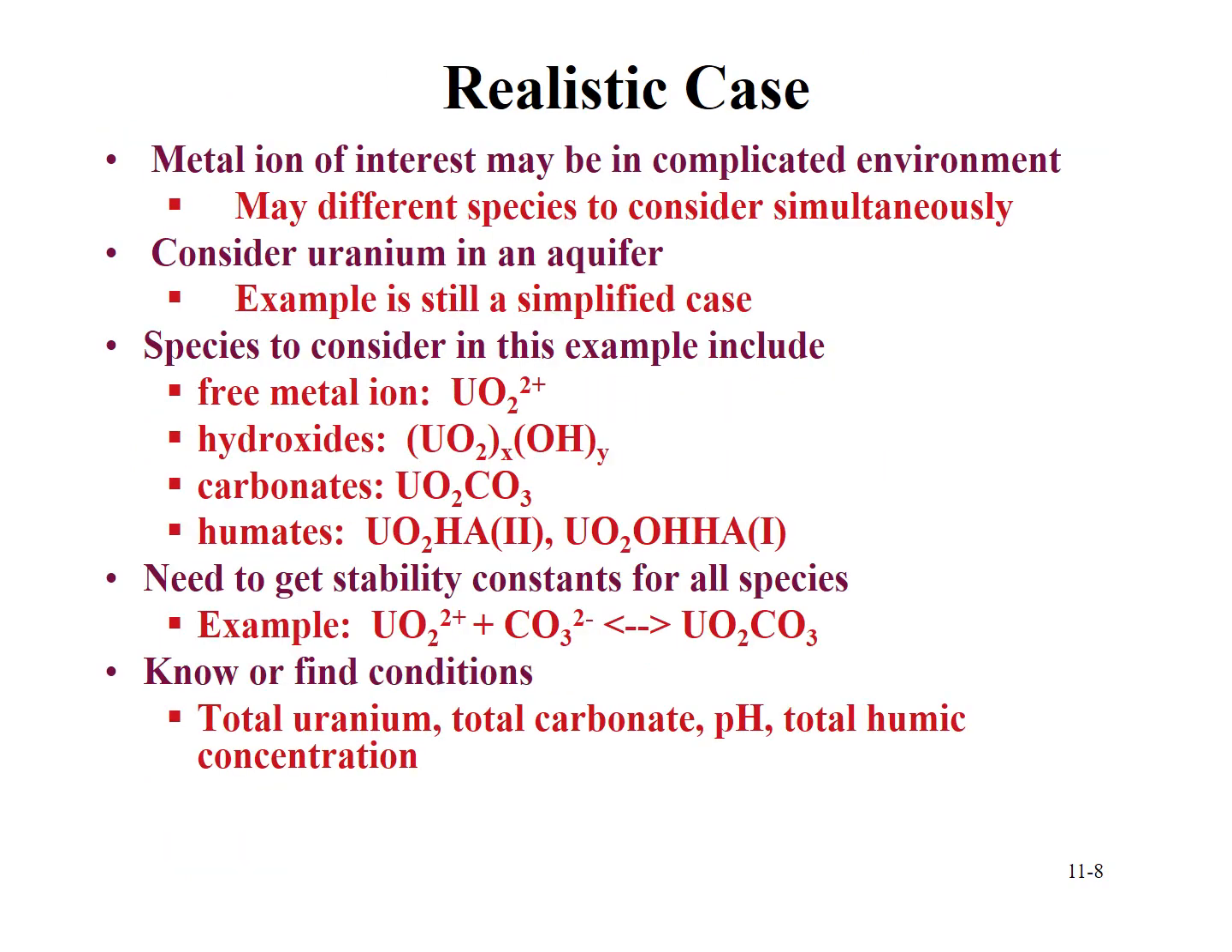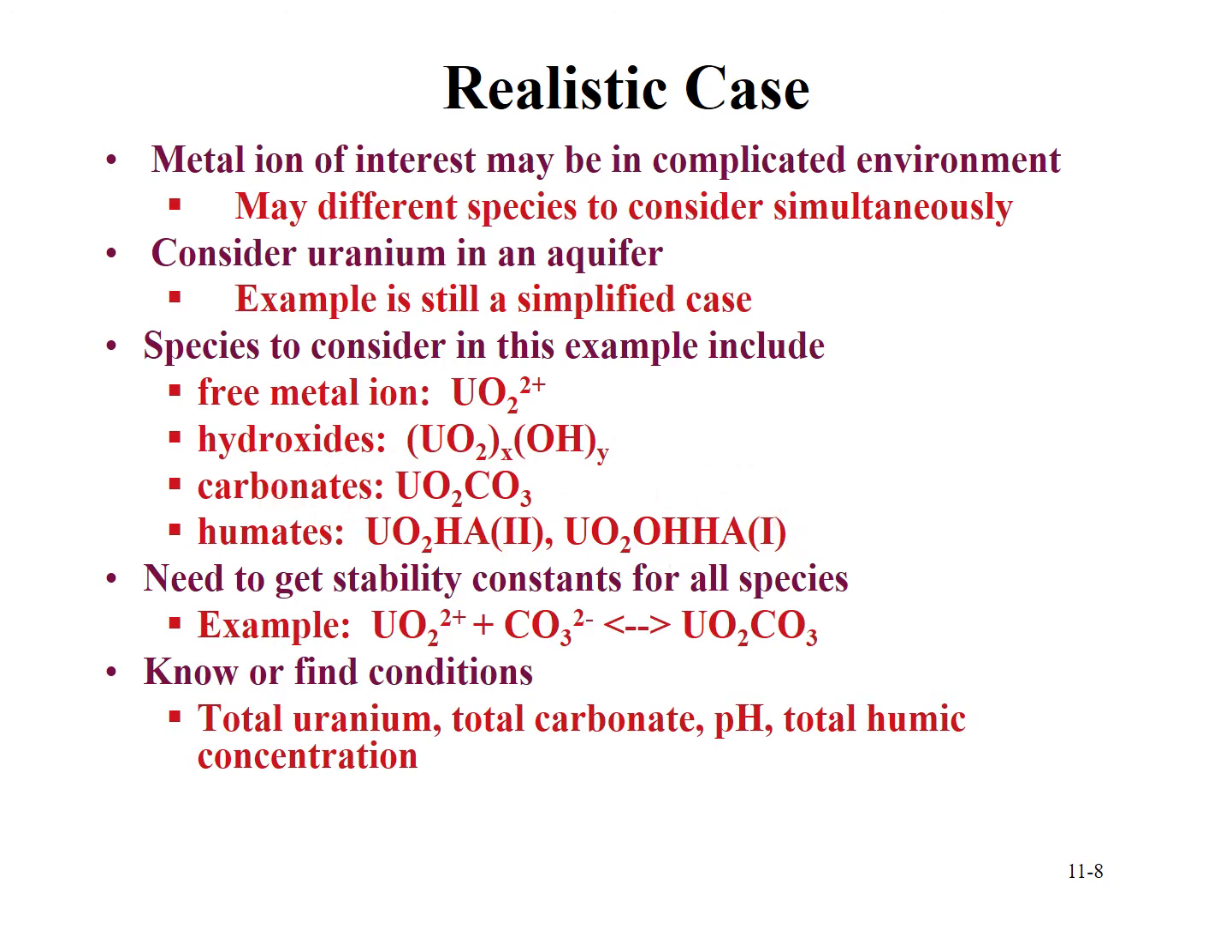Now let's try to evaluate a more realistic case. In this more realistic case, the metal ion of interest may be in a complicated environment. There may be many different species to consider simultaneously. So as an example, consider the speciation of uranium in an aquifer. And even in this case, we're going to make it pretty simple on ourselves. What we're going to do is limit the species that we're going to calculate for. The uranium species are either going to be the free uranium, some form of uranium hydroxide, some form of uranium carbonate, and then some form of uranium bound with natural organic matter. We'll call those uranium humates.